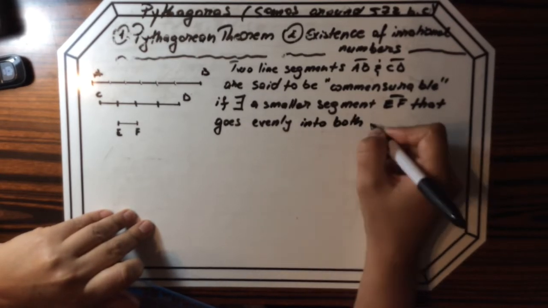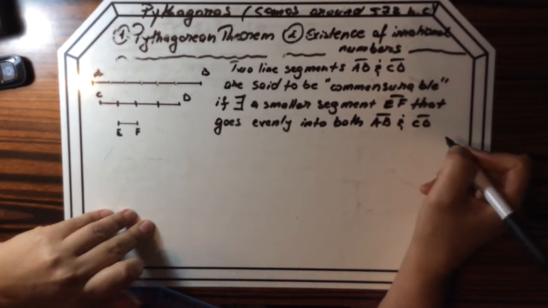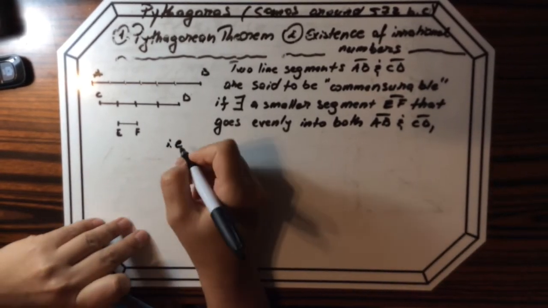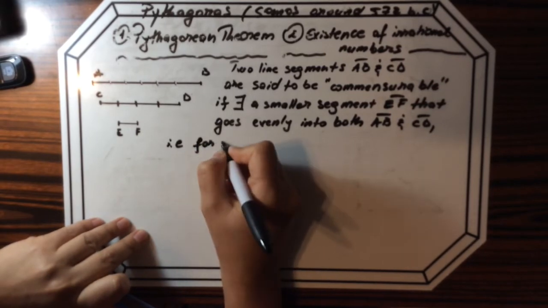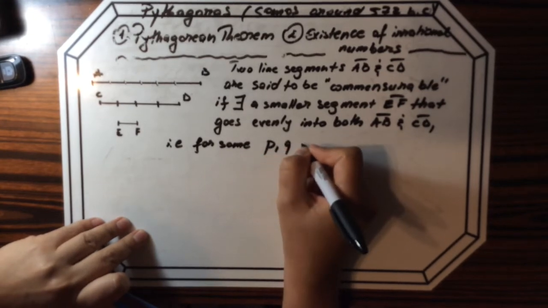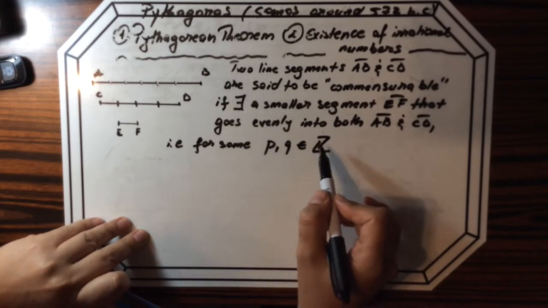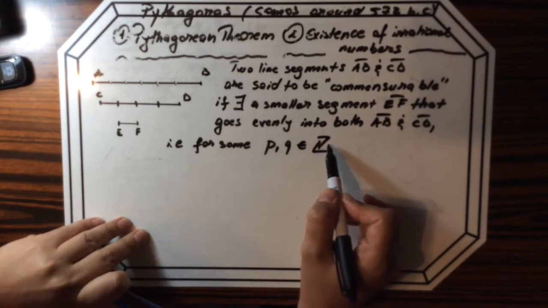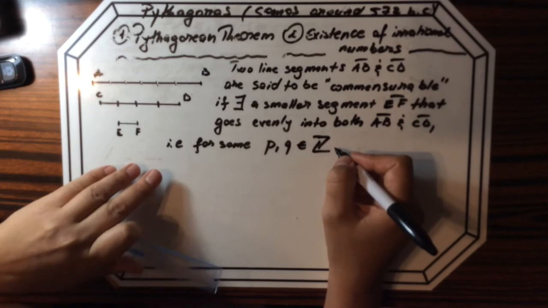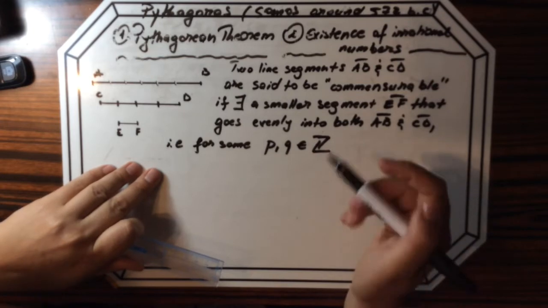In other words, for some integers p and q, this is the same as saying that p and q are elements of the set of integers. This is notation for the set of integers, again, for those of you who are not familiar with such notations. This only means that p and q are any two integers.